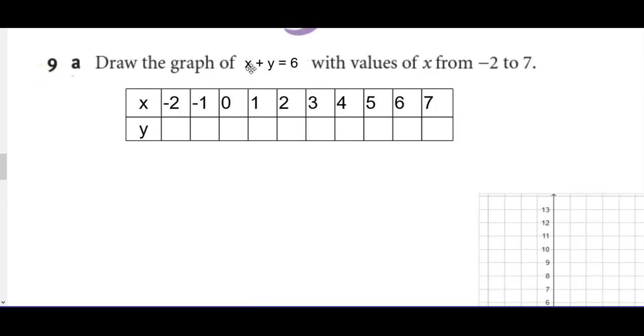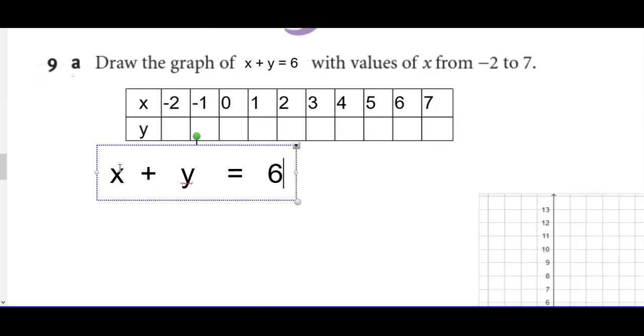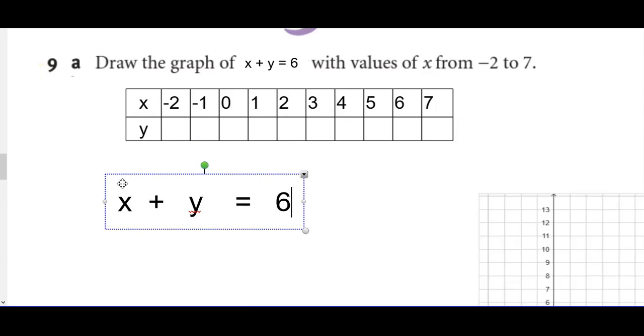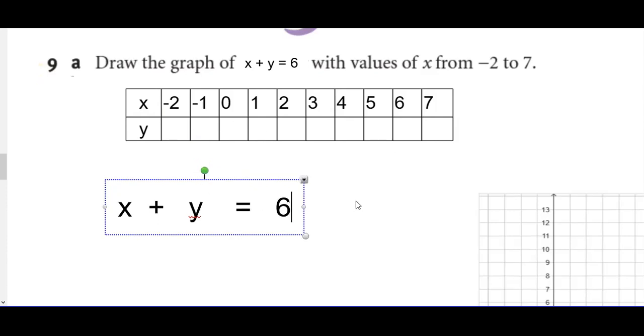We have the equation x plus y equals 6. So type your equation over here. You have x plus y that equals 6. That's the equation which you are given, and we're going to use this equation to complete this table value. Okay, now how do we do that? Just see what I'm going to do.